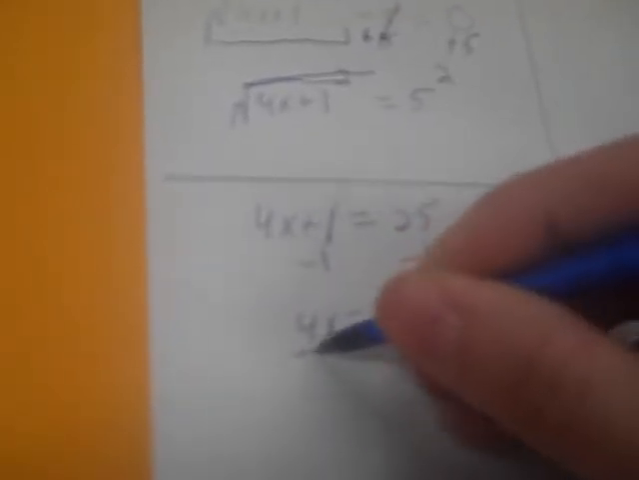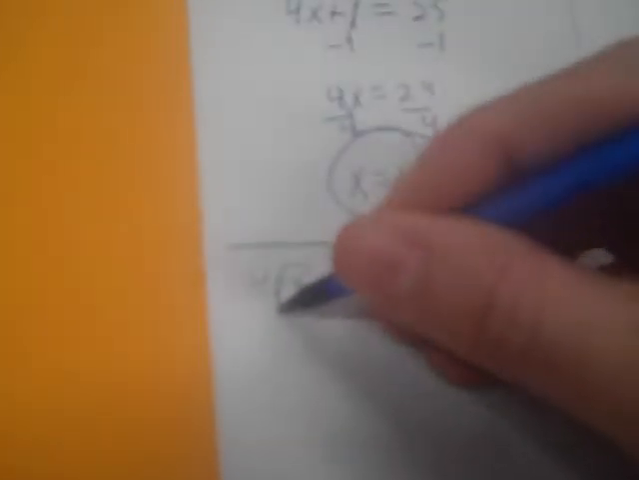Then I just get the x by itself. I minus 1. That's 24. I divide by 4, and that's 6. That's your answer for x, because 4 times 6 is 24, plus 1 is 25, square root of 25 is 5, minus 5 is 0.